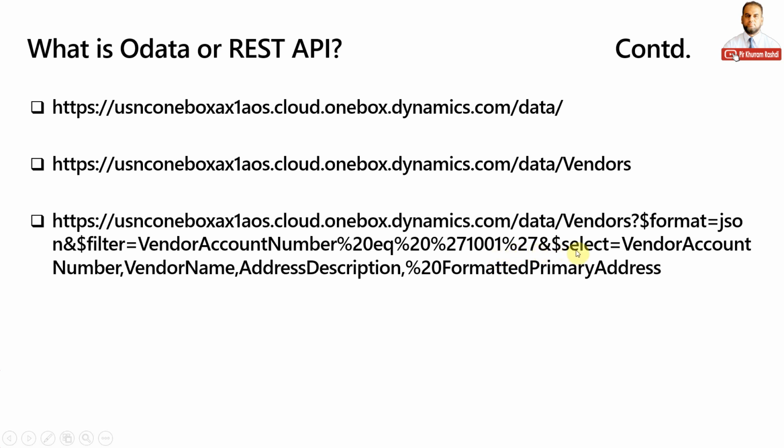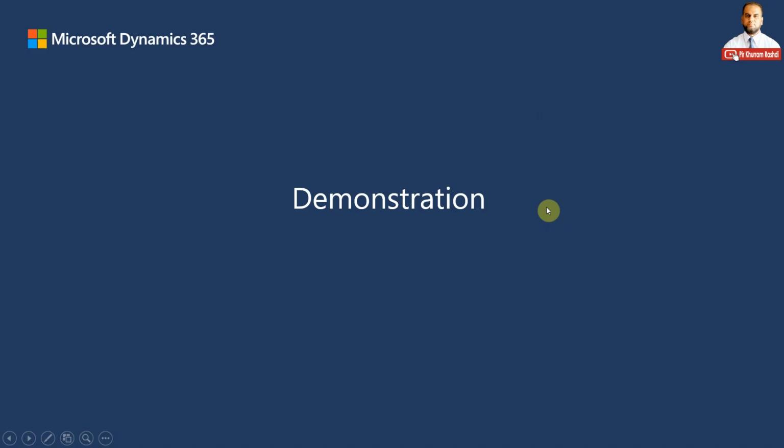And then you also put $select. Basically, you put here the fields which you are interested in, like vendor account number, vendor name, address description, formatted primary address. How did you get the names of these fields? Basically, from the previous URL where the vendor entity is returned, and it will show you the various fields and their values without any filter. So next is the demonstration. We will turn to our D365 VM.